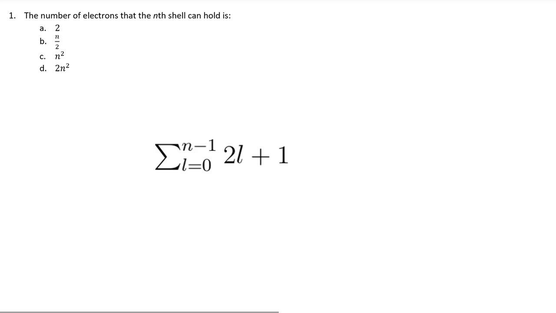If you are not comfortable working this out, don't worry. You just have to know what it is. But if you think you can work it out, I encourage you to try it. If you do it, you get that it is equal to n squared. Thus, the number of orbitals per shell is simply n squared.